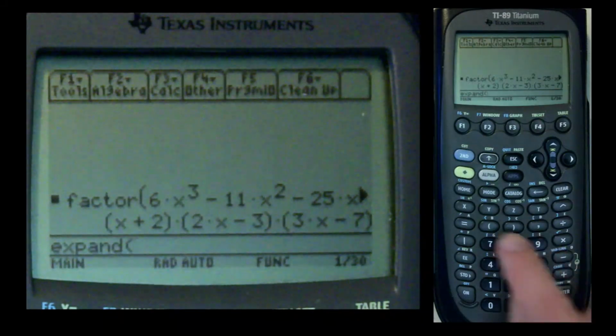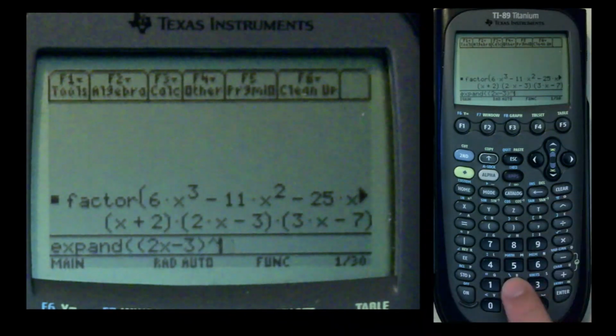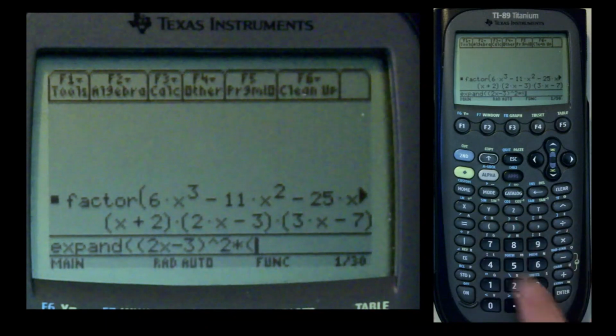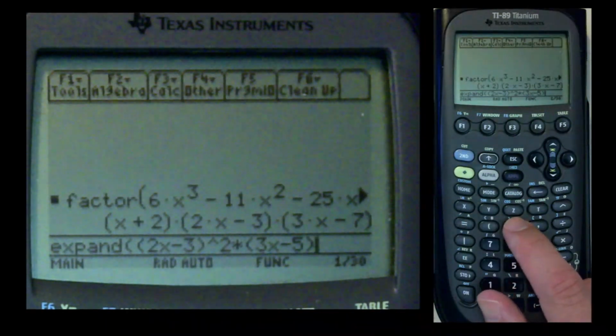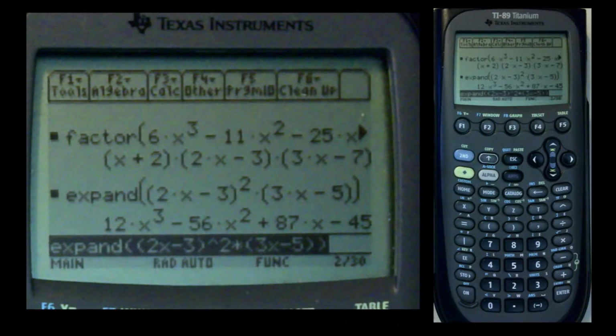You can then type in, make sure you do the parentheses, (2x minus 3) squared, times (3x minus 5), close the parentheses, and then I'm going to close the parentheses on the expand command, hit enter, and it'll multiply it out for you. Okay? So these are some powerful tools of this calculator, but it gets even better.